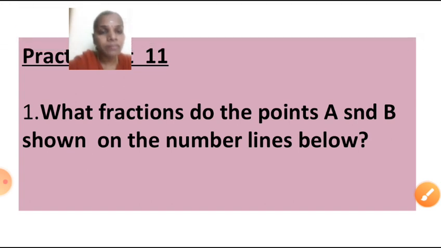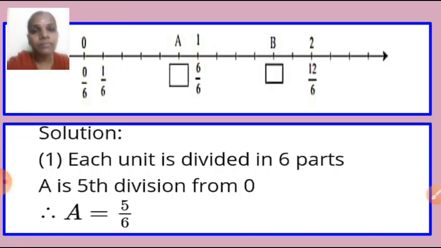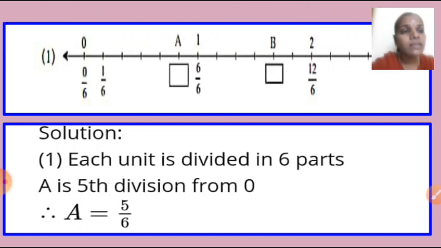Practice set 11. So here two questions are there. First question is, see here, children: what fractions do the points A and B shown on the number lines below represent? Here 3 number lines are there, and on each number line there are two boxes. In that box, what fraction will come? We have to find and write. Understood? So children, see here. This is the first one.